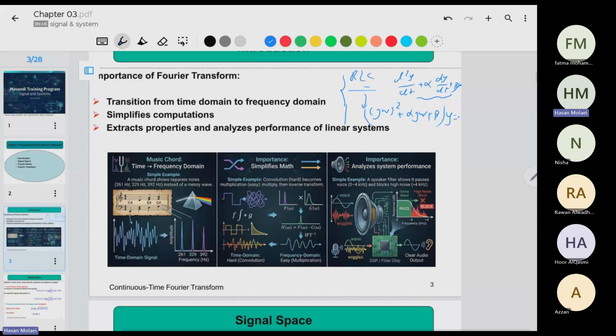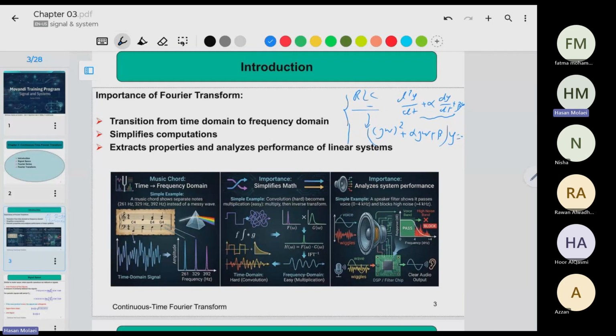So one of the advantages of Fourier transform is we can change our differential equations to algebraic equations. That's much easier for us to solve this kind of equation.